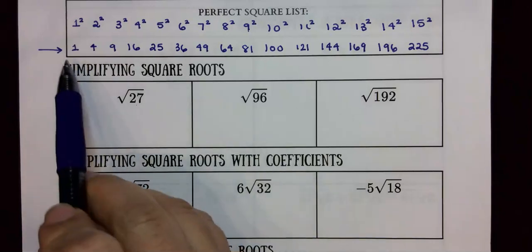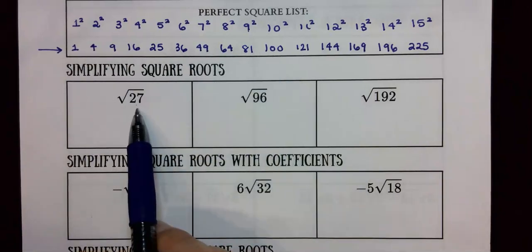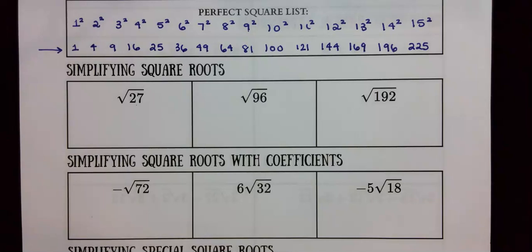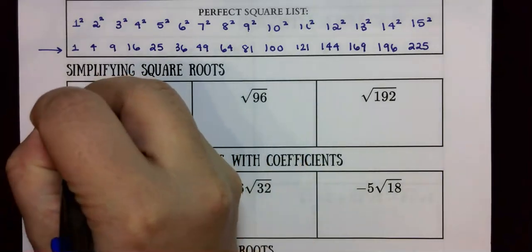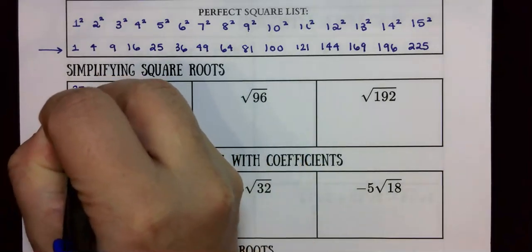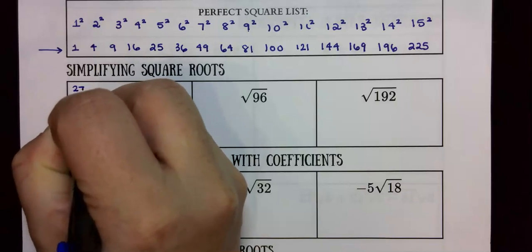But if you look right here in this list, you're going to notice that 27 is not on the list. So that tells us 27 is not already a perfect square, and in order for us to simplify it, we actually have to break it down. So what I'm going to ask you to do is we're going to take the 27, and I'm going to say 27 over here, and do 1 times 27.